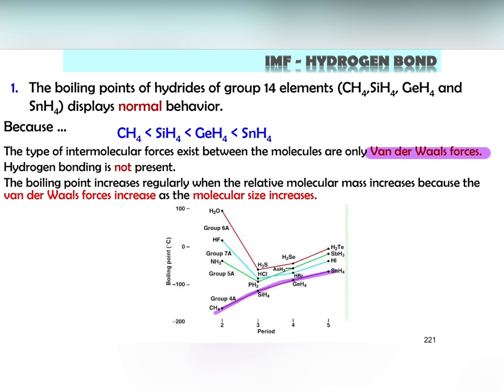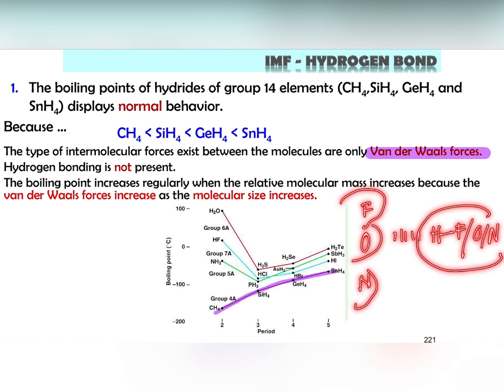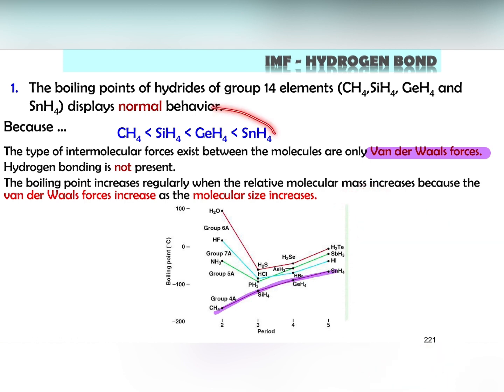Okay, dia tak ada, there's no hydrogen bonding present. So kenapa dia tak ada hydrogen bond? Sebab syarat untuk hydrogen bond mesti FON, bond with H directly bonded to F ataupun O ataupun N. Okay, so ini satu molecule and this is another molecule. So untuk all of these group 14 elements, tak ada langsung FON, right? So there's no hydrogen bond present. That is why dia hanya ada weak van der Waals forces.